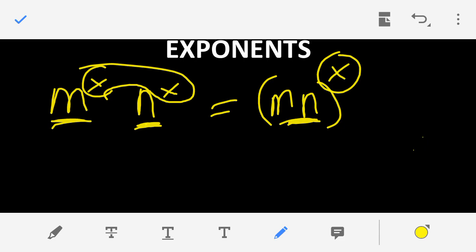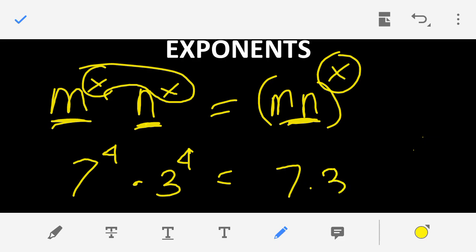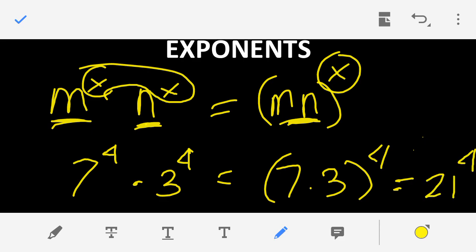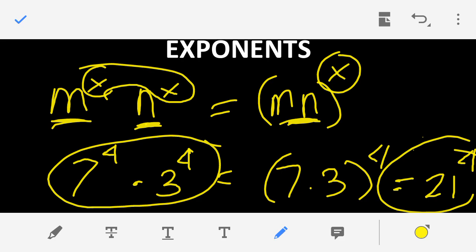Okay, so for example, you have 7 raised to 4 times 3 raised to 4. Then the answer here should be 7 times 3 raised to 4, which equals 7 times 3 equals 21 raised to 4. That should be your answer here. This is fully equivalent to this according to the rule that if they have different base but they have the same exponent, then all you have to do is multiply them against each other and then copy their exponent.